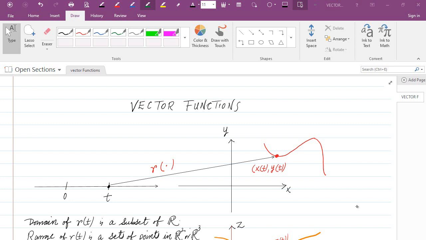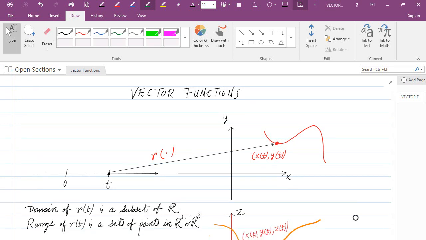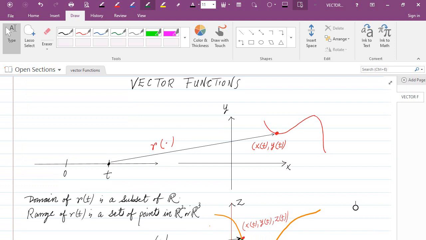Welcome back. In the last three videos, we have seen that a vector function is a function that takes as input a real number t, and its output is a point on a curve, or you can say its output is a position vector of a point on a curve.